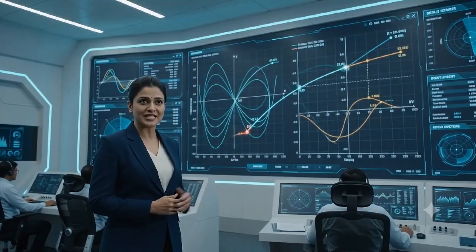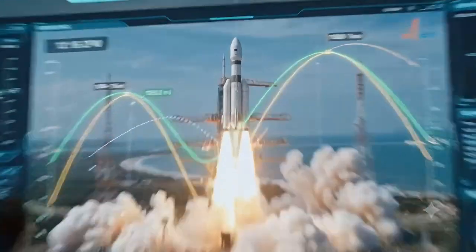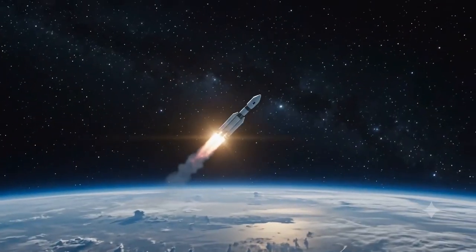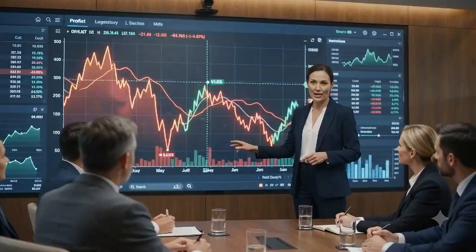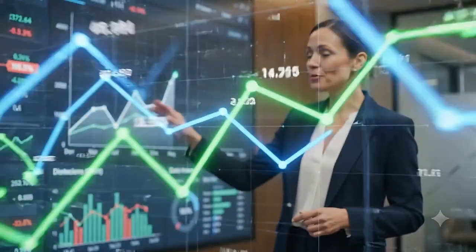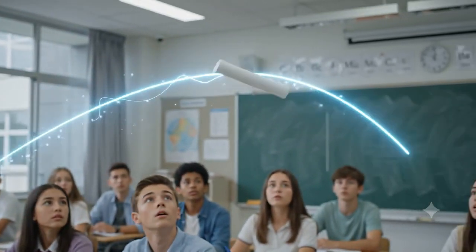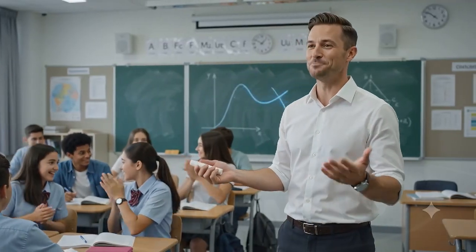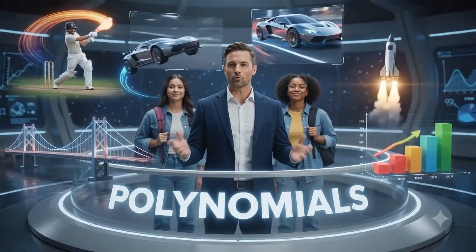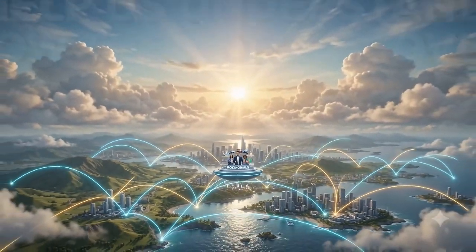Observe the trajectory on the main screen. Escape velocity requires precise thrust. We are breaking the bonds of Earth. When we look at historical data, we see how patterns change over time. This volatility often precedes a period of substantial growth. Observe the perfect arc. That is mathematics in motion. From gaming to rockets, polynomials are the hidden code that moves our entire world.